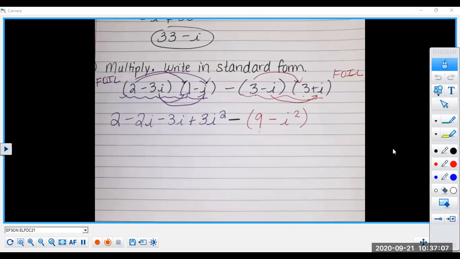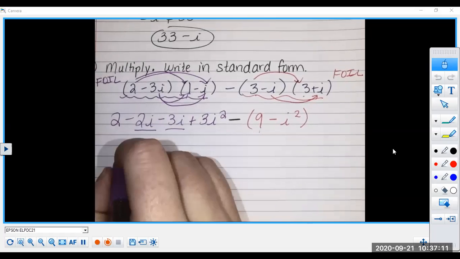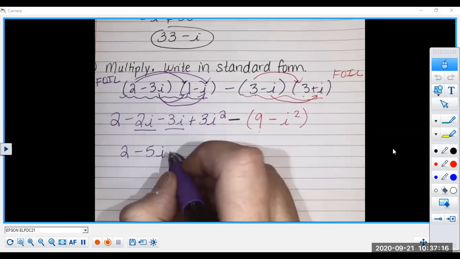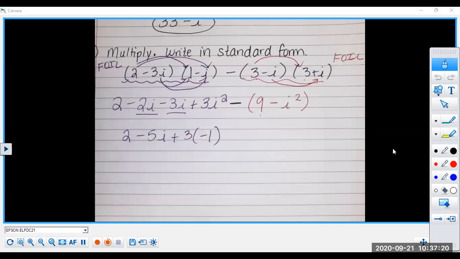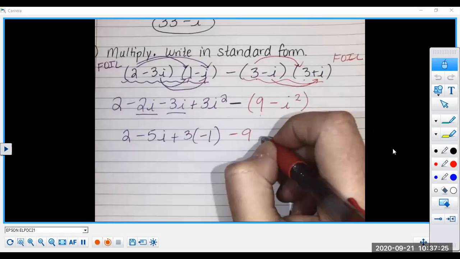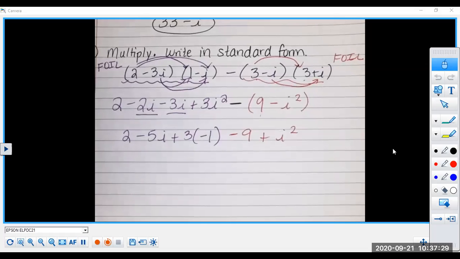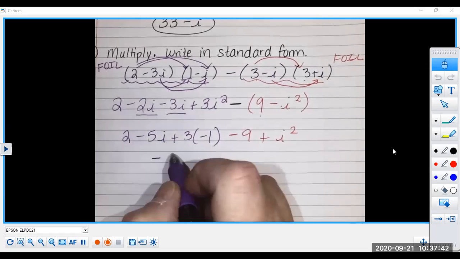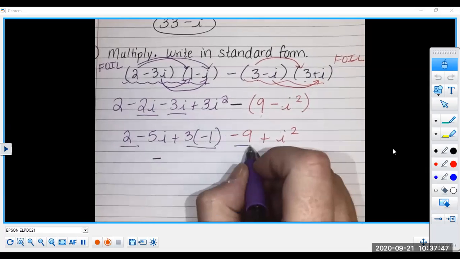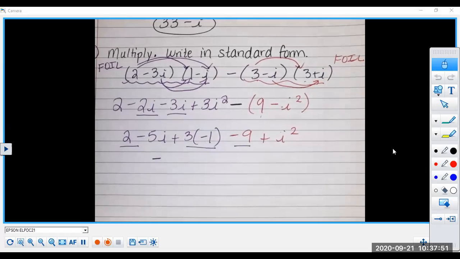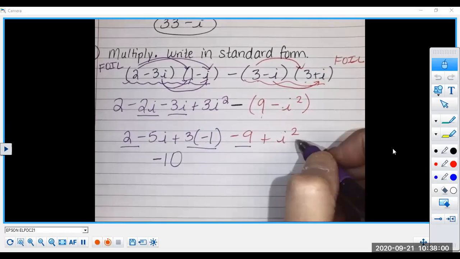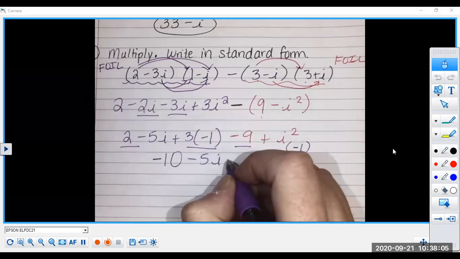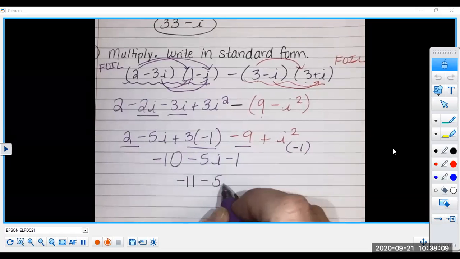Okay, let's go through and combine like terms. Your negative 2i minus 3i makes negative 5i. Plug in negative 1 for i squared. Then distribute the negative, so we get minus 9 plus i squared. You can go ahead and plug in negative 1 up there if you want. Then let's keep going: 2, and then that's going to make minus 3. So that's going to give you negative 1, and then 2 minus 3 minus 9 is going to give you what? Negative 10. And then this turns into negative 1. So minus 5i is still left, minus 1, which eventually becomes negative 11 minus 5i.